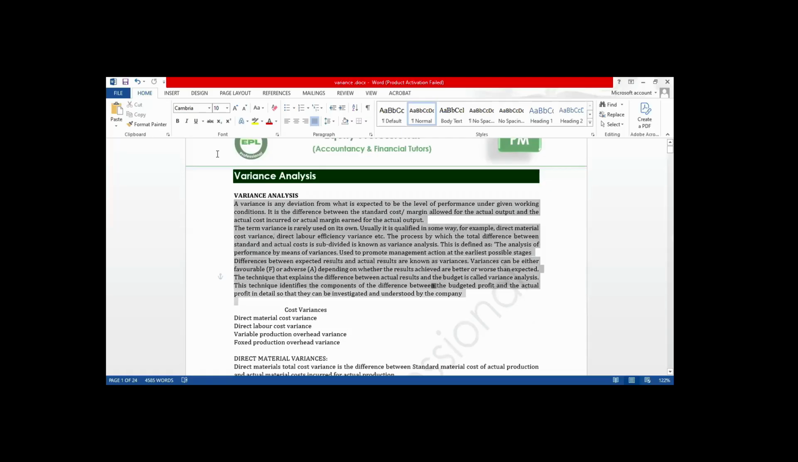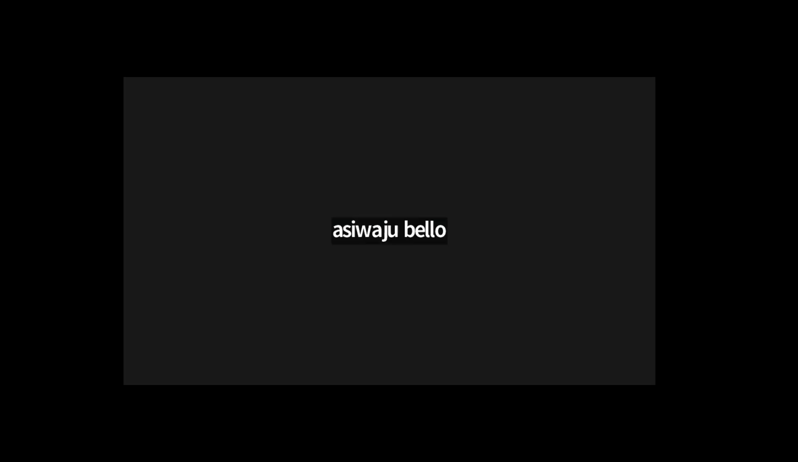We are trying to define variance as deviation from an acceptable standard. The word variance is rarely used on its own. It must be quantified.